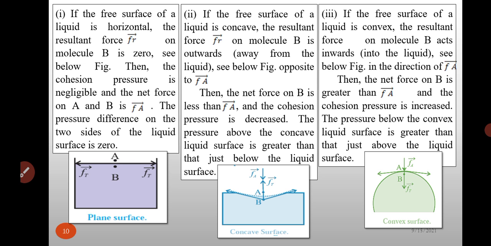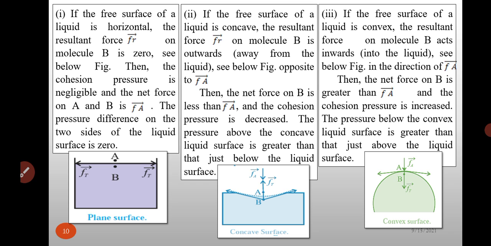First point, if the free surface of a liquid is horizontal, the resultant force Fr on molecule B is 0. Then the cohesion pressure is negligible and the net force on A and B is Fa. The pressure difference on the two sides of the liquid surface is 0.